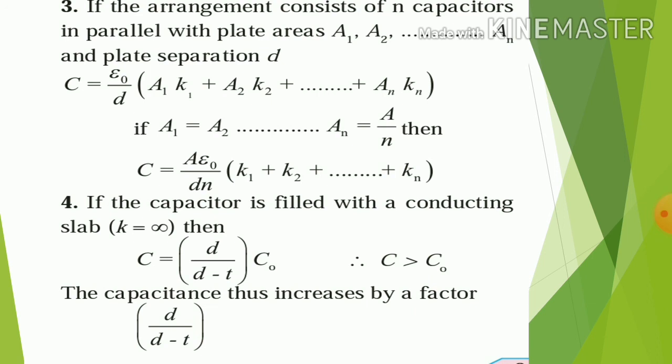The required equation of the fourth special case is nothing but the capacitance C equal to, in brackets, small d upon small d minus t, into C0, since C is greater than C0.